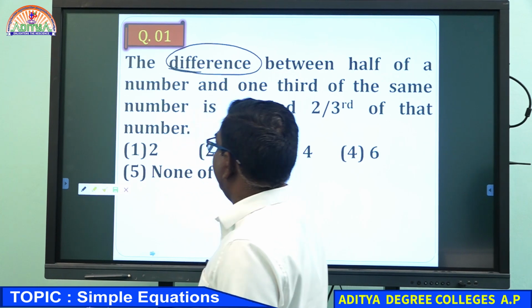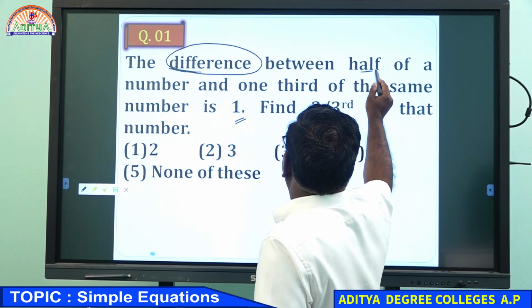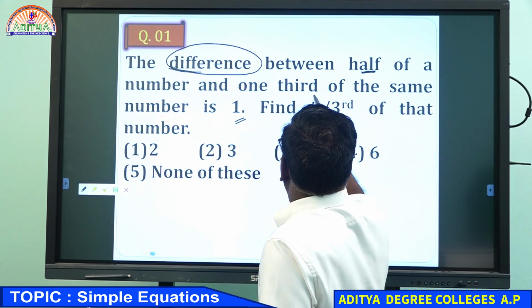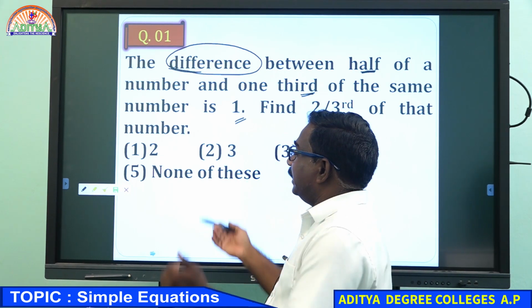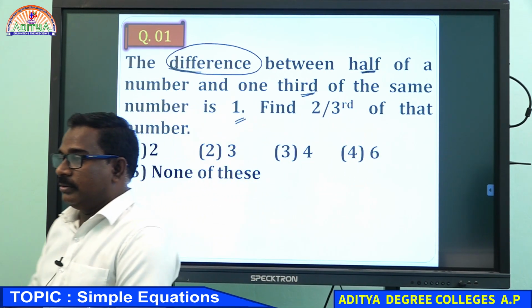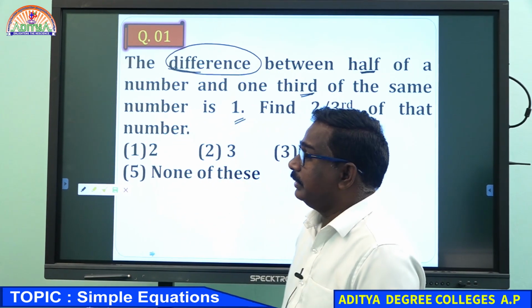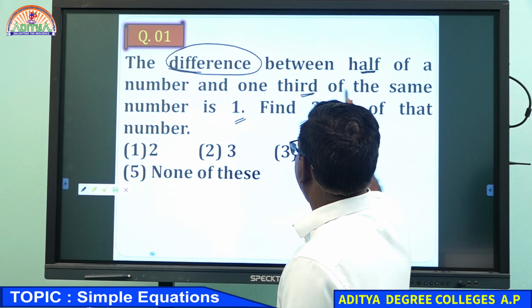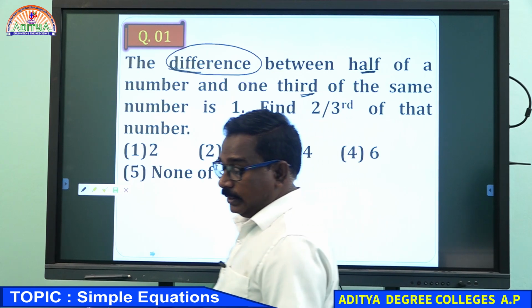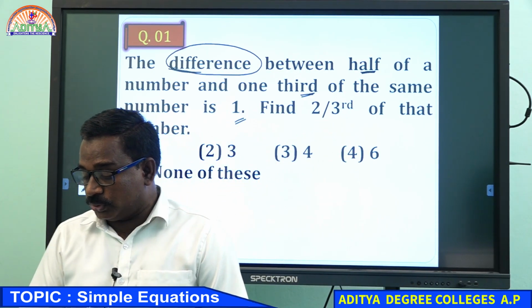One number is given there. In that number, half is taken, and in the same number 1/3 is taken. If they take the difference between half and 1/3, the difference is equal to 1. It is asking what is 2/3 of that number?